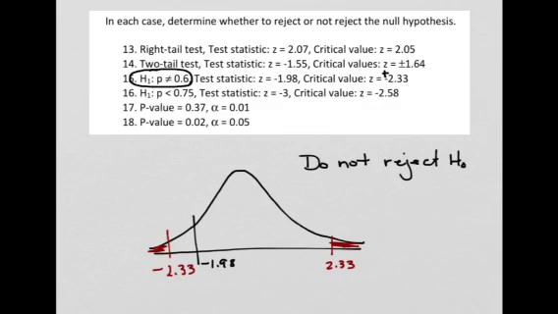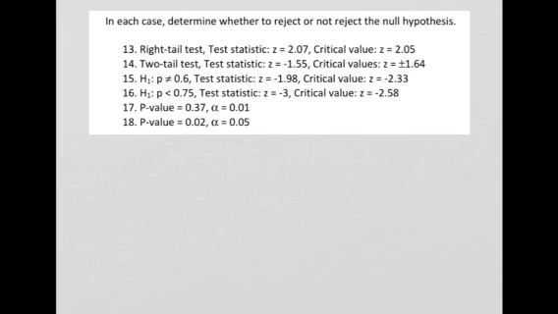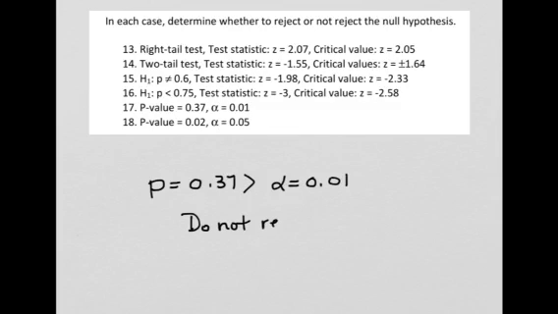So now the only different type of problem you have is 17 and 18, and those are actually easier. You don't need to sketch anything here. So we know that our p-value is 0.37 in number 17, alpha is 0.01. So since the p-value is greater than alpha, we will not reject the null hypothesis.